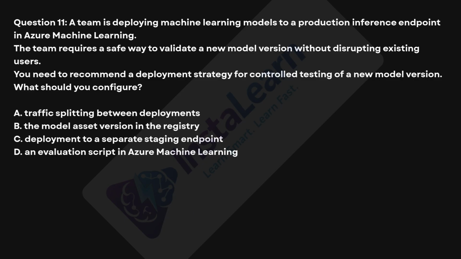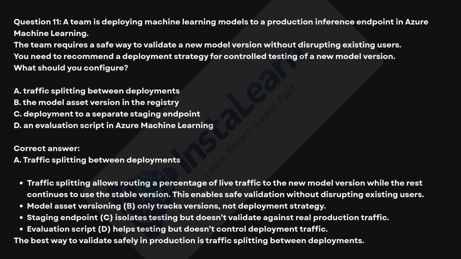A. Traffic splitting between deployments. B. The model asset version in the registry. C. Deployment to a separate staging endpoint. D. An evaluation script in Azure Machine Learning. Correct answer is A. Traffic splitting between deployments.